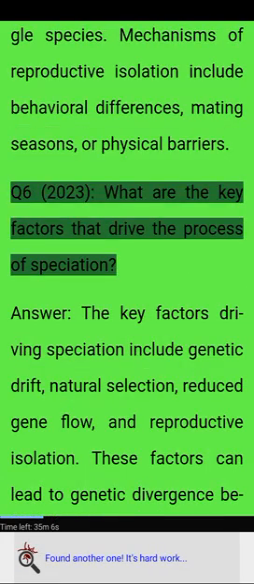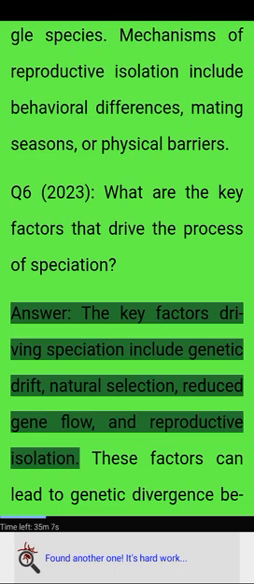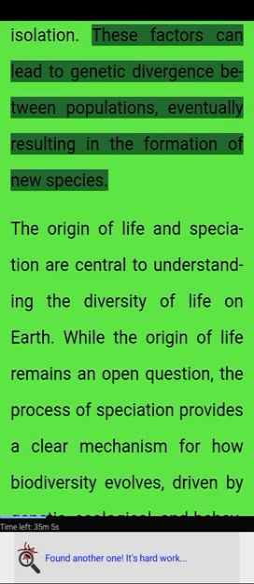Q6, 2023. What are the key factors that drive the process of speciation? Answer. The key factors driving speciation include genetic drift, natural selection, reduced gene flow, and reproductive isolation. These factors can lead to genetic divergence between populations, eventually resulting in the formation of new species.